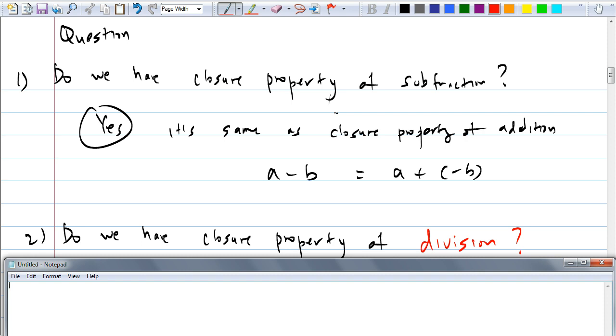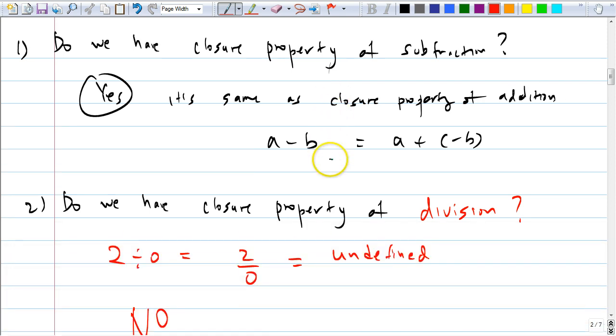Lindsay, what do you think? I think no, because if you divide something by 0, it's no. That's the case. When you divide something by 0, what is that number? It's undefined. Why do we say undefined? Because it's not on a number line. Does that make sense? So therefore, the answer is no.